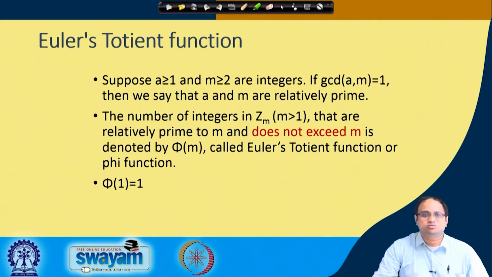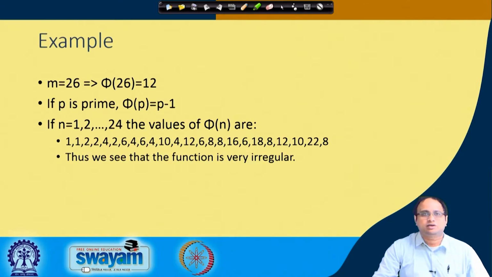Just to define, phi of 1 is taken as 1, to initialize the phi function. Subsequently, if I want to compute phi of 26, with m equal to 26, it turns out to be 12. That means there are 12 numbers which are co-prime with 26. If p is prime, then it is natural to understand that phi of p will be p minus 1, just as we saw in the example. Here I have tabulated the values of phi n. You will see that phi n is a pretty irregular function.